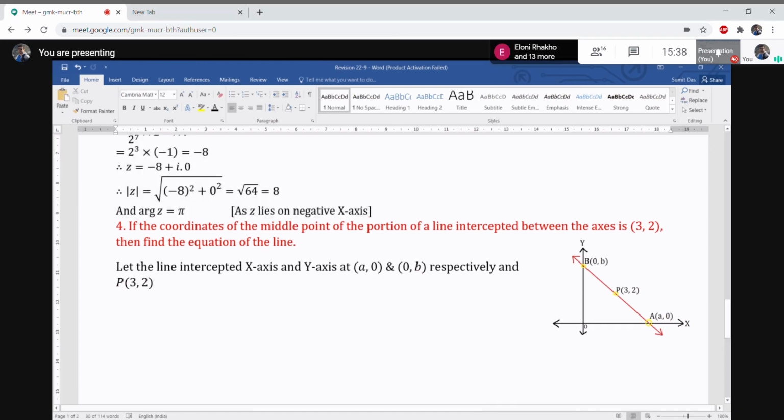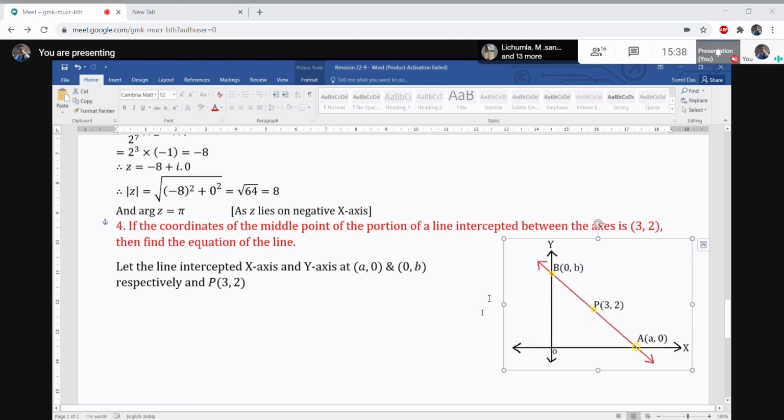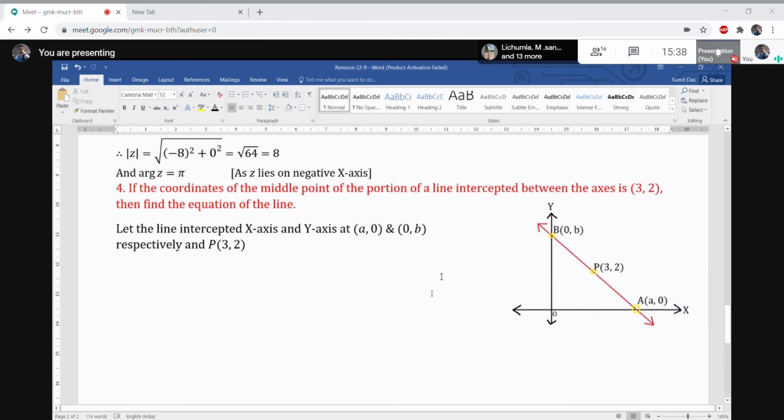Question number 4 is saying that if the coordinates of the middle point of the portion of a line intercepted between the axes is (3, 2), the midpoint, you can see the diagram. In coordinate geometry, the straight line diagram is very important. Whatever question is given, 1 mark or 2 marks, draw the diagram. 50% of the question will be solved by the diagram. I used to tell this for competitive exams too: in short time, if you want to solve coordinate geometry, draw the diagram.